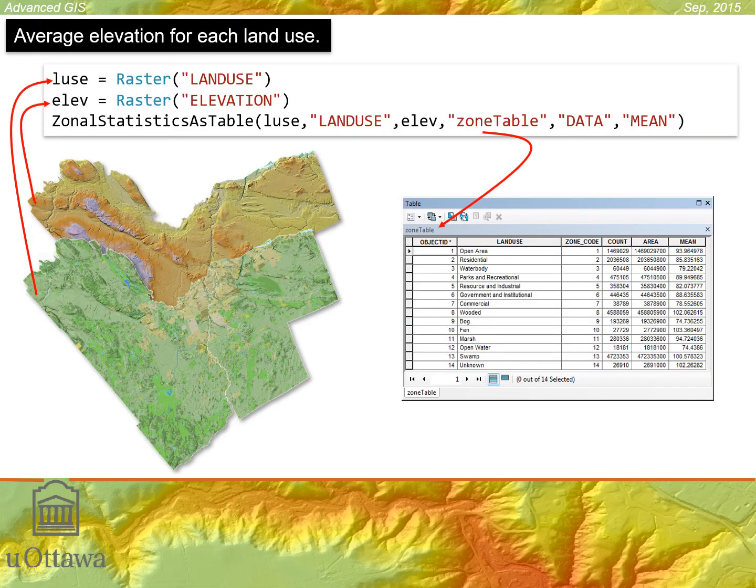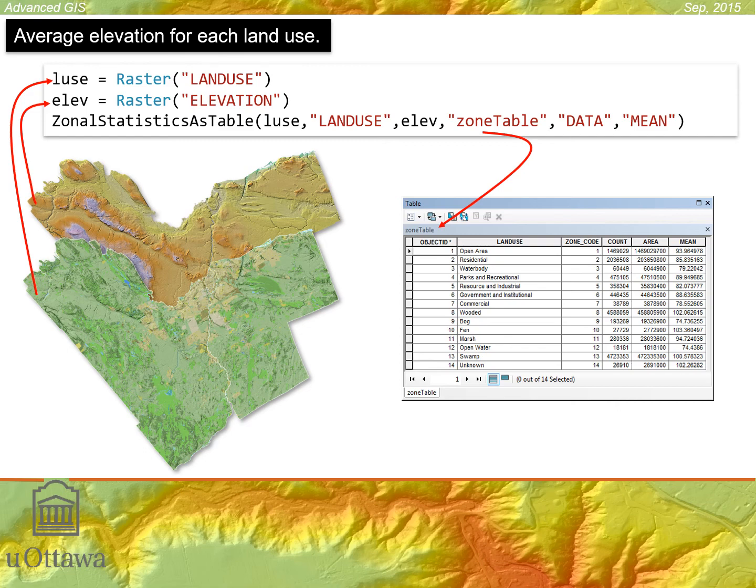What if we wanted the average elevation for each land use? So we reverse that idea. Maybe we have a hypothesis or some reason to believe that at different elevations, certain types of land uses will occur. At high elevations, land use might be mainly forest. At low elevations, it might be mainly agriculture. So first we have to figure out what the average elevation is for each one of those.